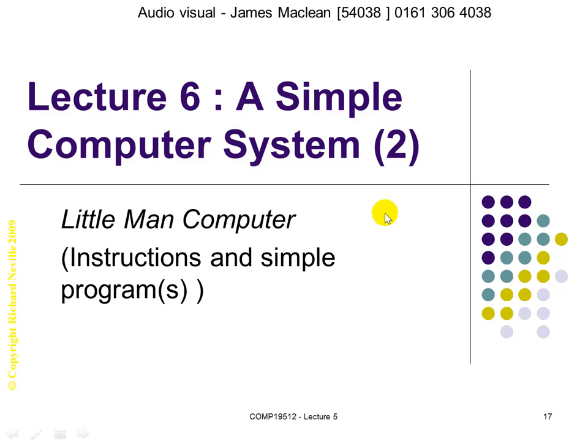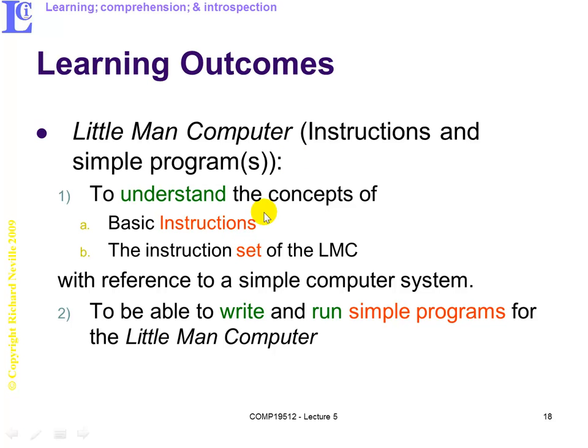So in the second half of the lecture, we're going to look at instructions and a very simple program in relation to the little man computer. The learning objectives for this second half are to understand what a basic instruction is, and then in fact there are sets of instructions, explicitly 7, that the little man has to obey. That's with reference to our simple computer model.